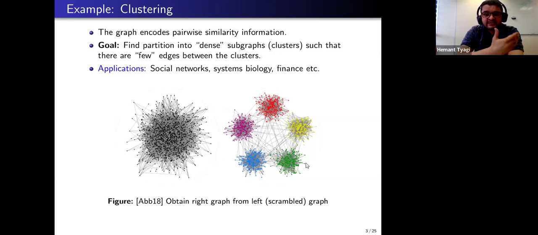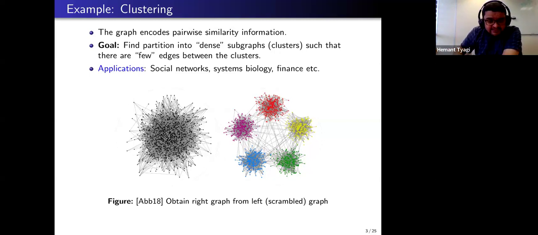The goal is, given the graph, to find a partition of the graph into dense subgraphs or clusters, or cliques, such that there are very few edges between the clusters. Each subgraph is very dense, with a lot of edges, and there are very few edges connecting different subgraphs. It has many applications in social networks, biology, finance.